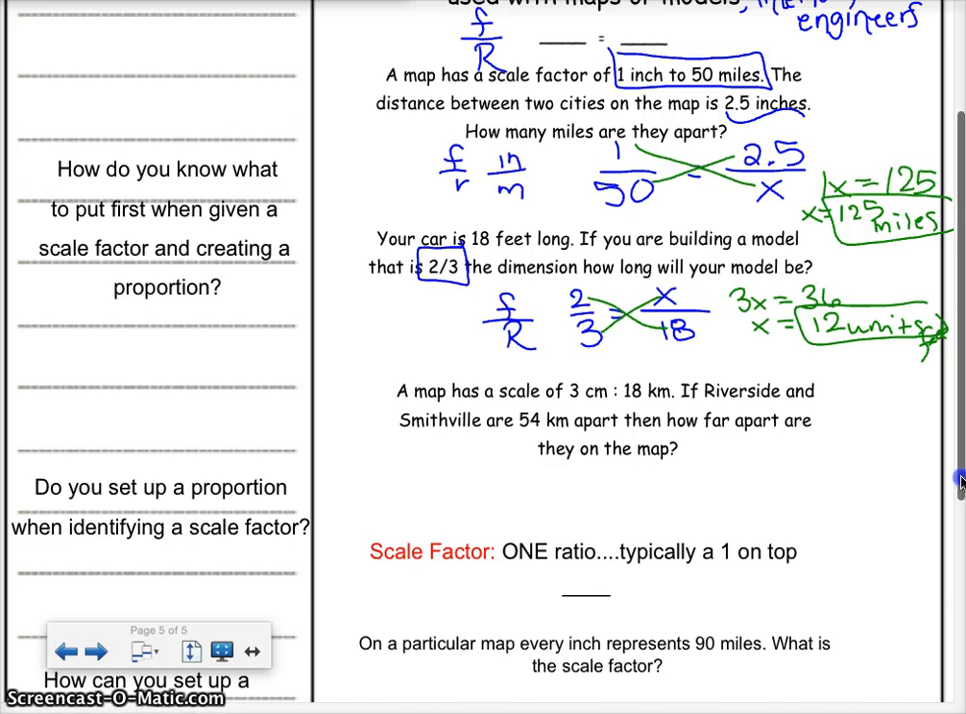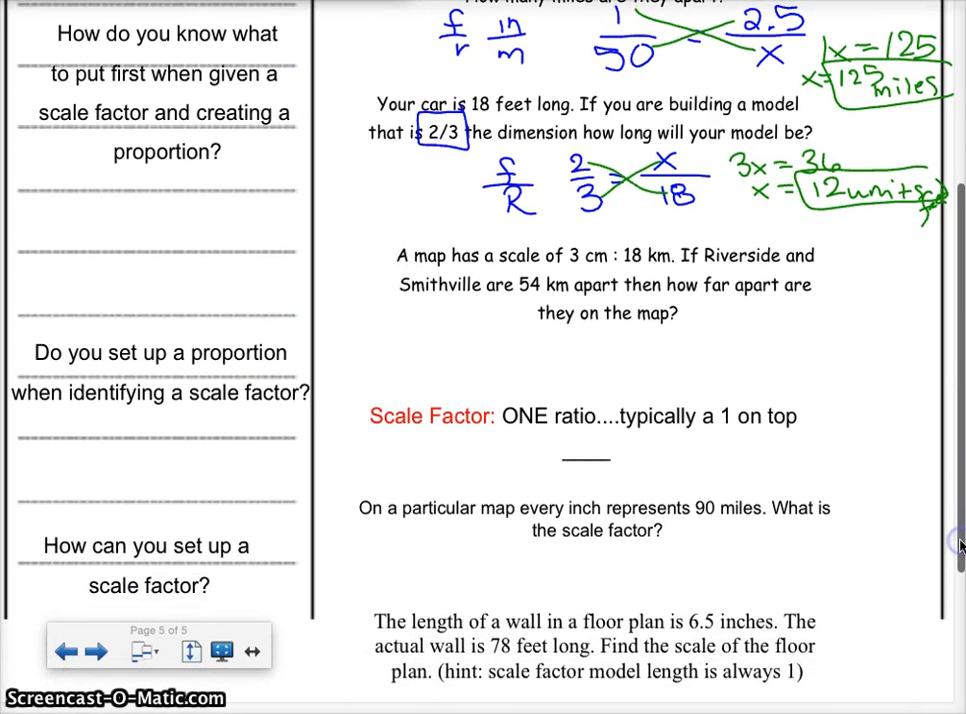A map has a scale of 3 centimeters is to 18 kilometers. If Riverside and Smithville are 54 kilometers apart, then how far apart are they on the map? Again, I write down what I'm comparing. Centimeters to kilometers. Then I say, what is that representing? It scales, so I have a fake measurement is to a real measurement.